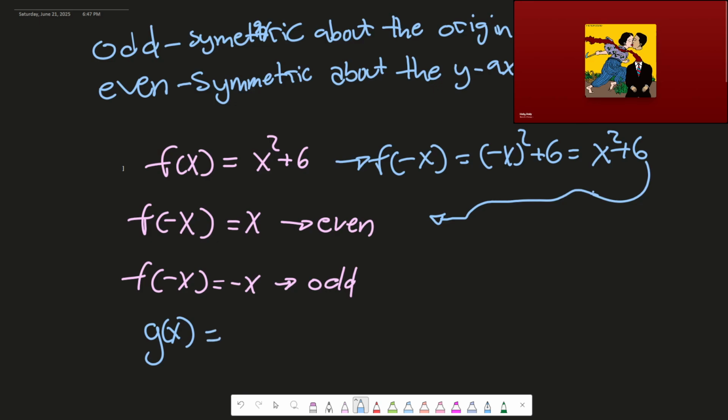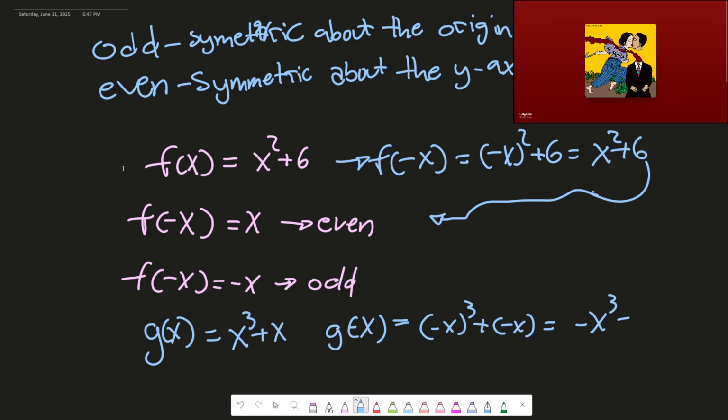And g of x is equal to, let's say, x cubed plus x. And here, if we were to plug in negative x, g of negative x, we'd get negative x cubed plus negative x, which is equal to negative x cubed minus x. And then here we see all the signs switched. Therefore, the function by definition is odd.